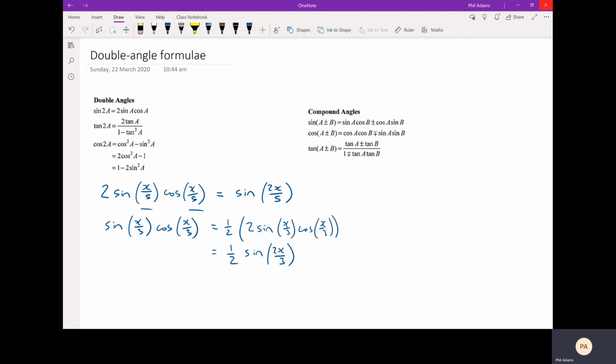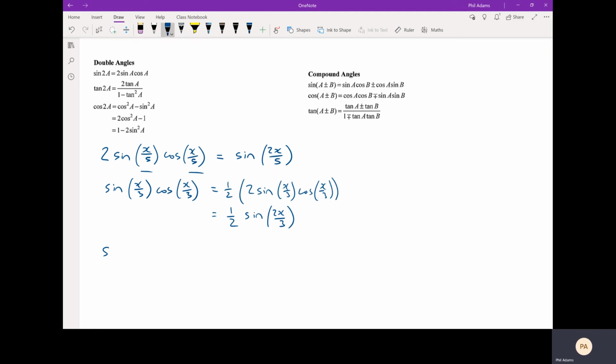And obviously you can go the other way as well. If you were given something like, for example, sine of 4x, you could then say, well, that's the same as 2 sine 2x cosine 2x. So you can go back and forth, and the way that you go will depend on what identity you're trying to prove. So anyway, that is the double angle formulae, and we'll be using those in some identities shortly.